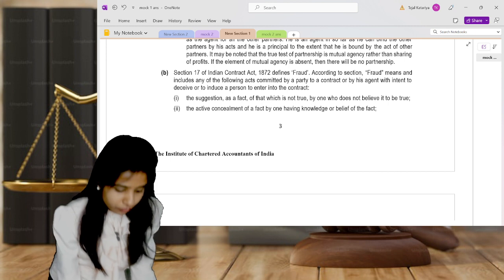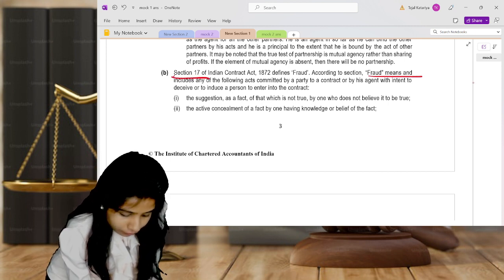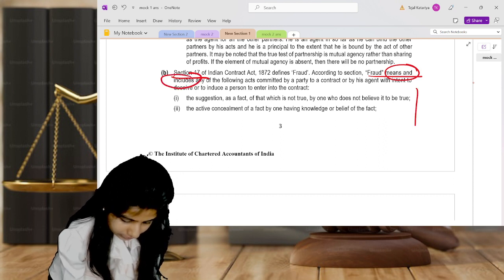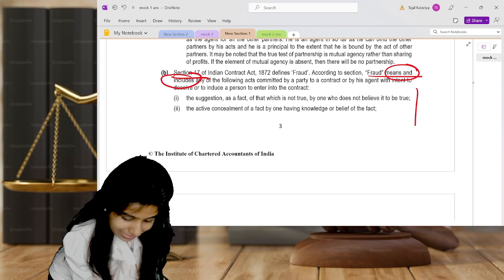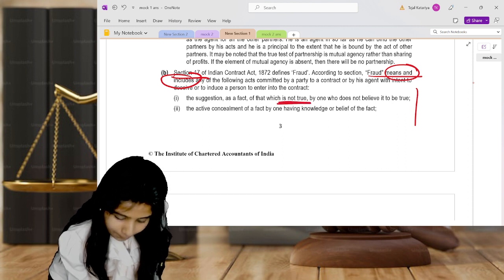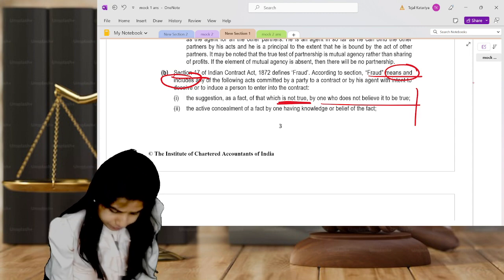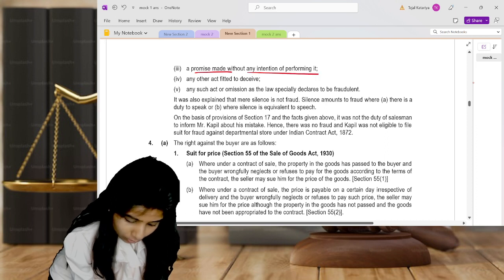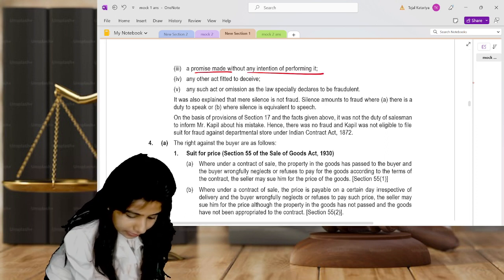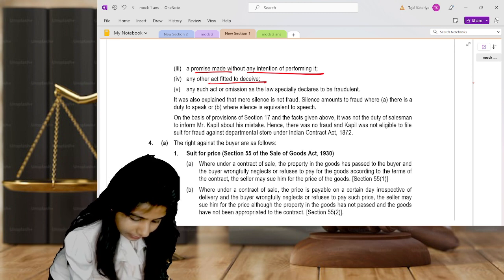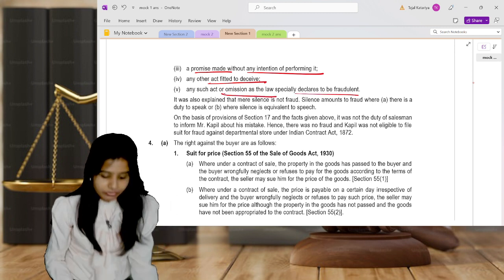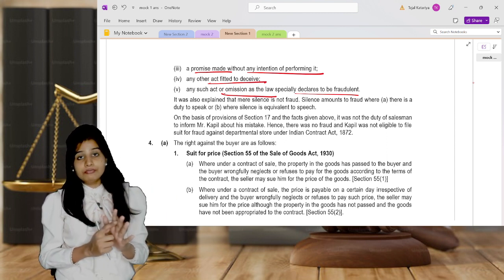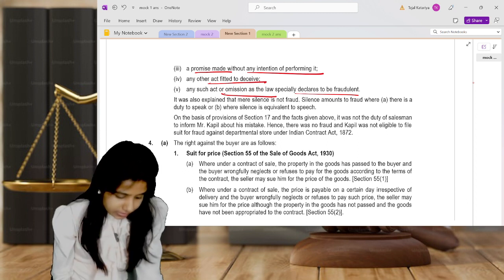So, first of all, you're supposed to write about fraud. Section 17 talks about fraud. Section 17, fraud means what? Fraud means and includes any of the following things. First, any suggestion as a fact of which is not true by one who does not believe it to be true. The second is active concealment of a fact. Third is a promise made without any intention of performing it. Fourth, any act fitted to deceive. And the last is any omission which the law declares to be fraudulent. So here 5 points are given, the means and includes definition of fraud, which we already discussed just now.